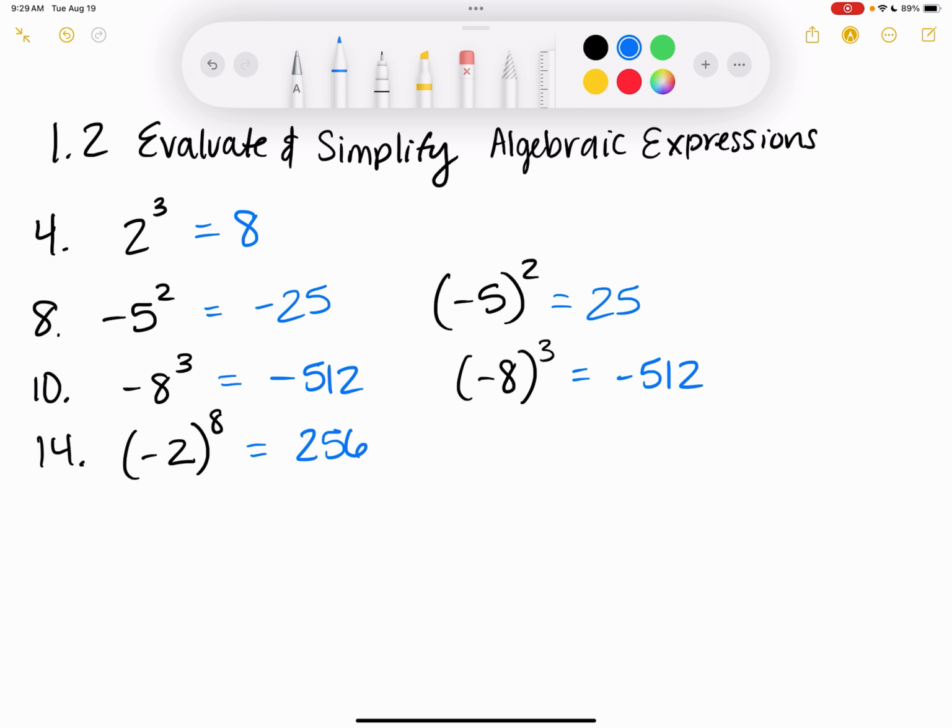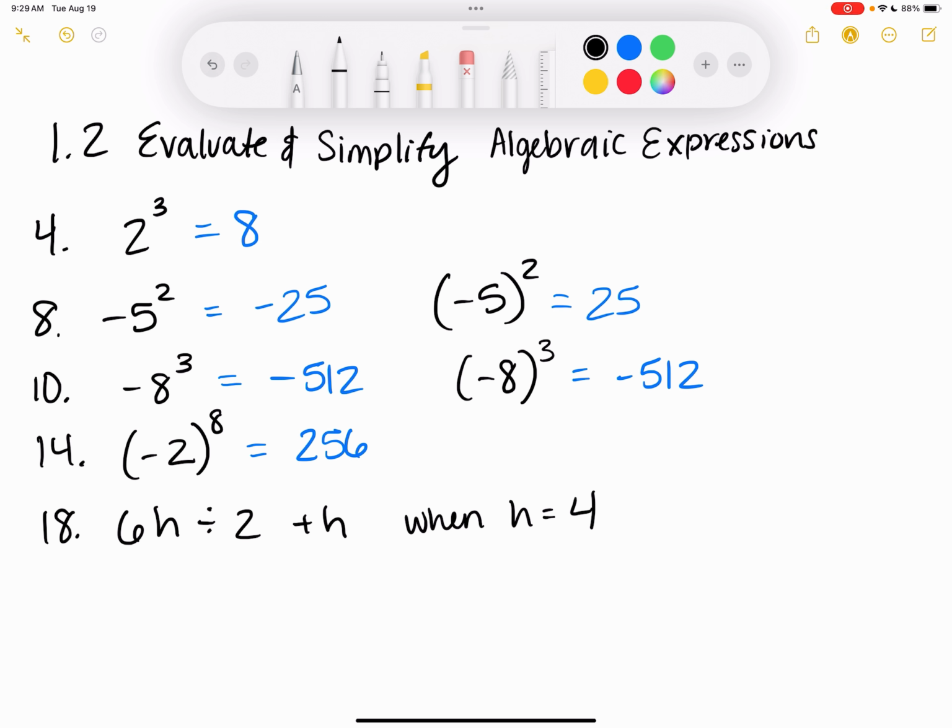All right, let's move into something a little more challenging than exponents. Evaluate the expression for the given variable. So they're going to tell you the value of the variable, and then you're going to plug that in. So 18, 6h divided by 2 plus h when h is equal to 4.